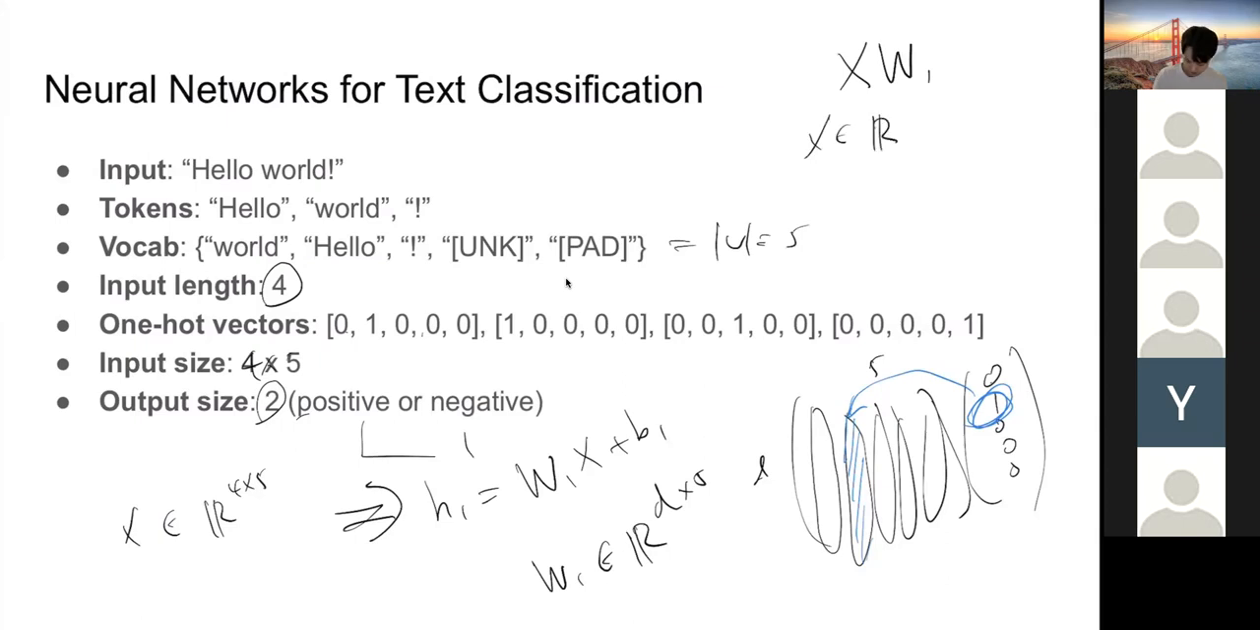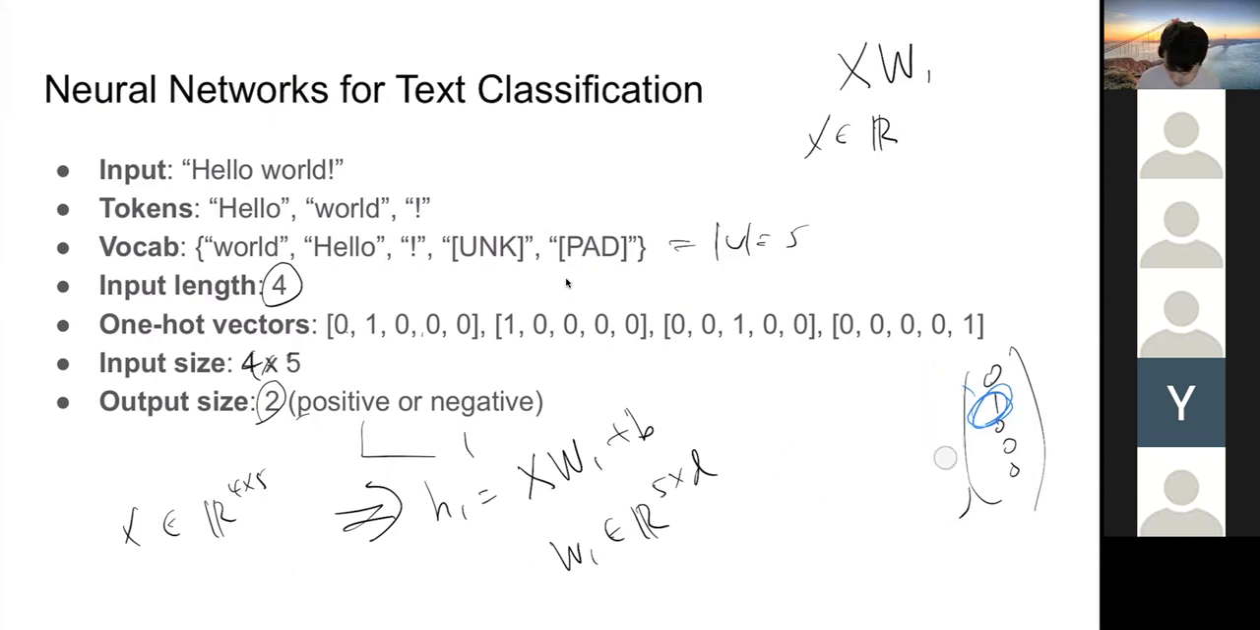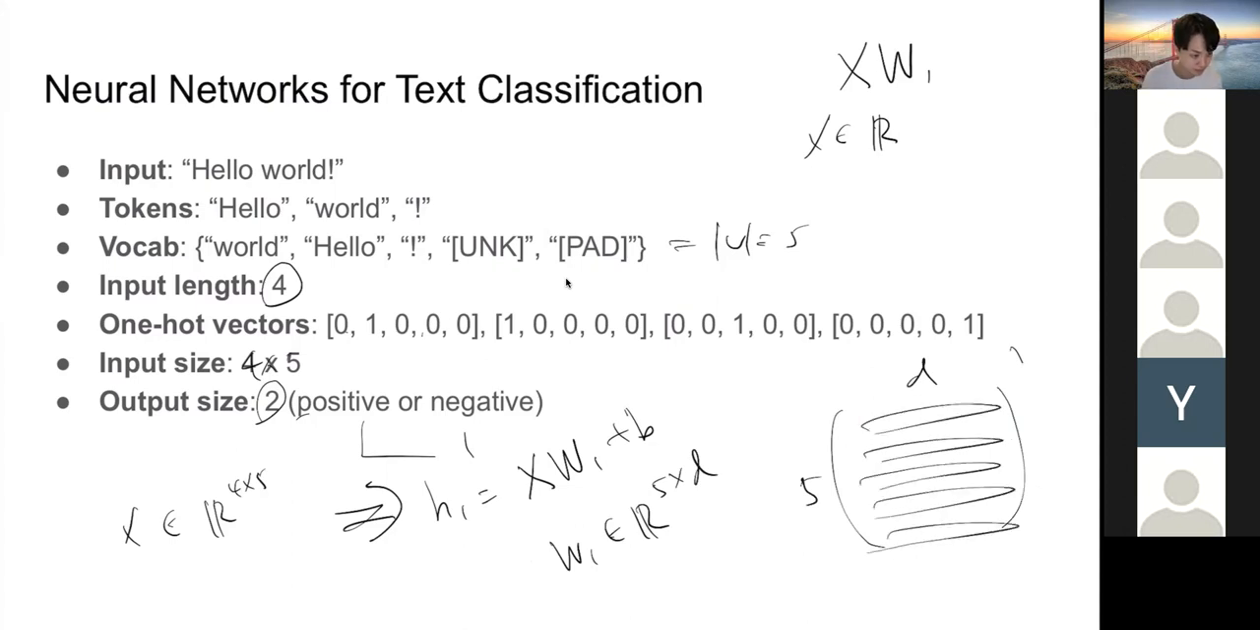instead of 4 times 5. Oh, you're right. Sorry, you're absolutely right. I made a really big mistake here. So X should be 4x5. We want to operate this on the 5 side, so we want to apply W1 like that. And here W1 will be of shape 5 times D. Then in that case, this will not be column vectors, but instead row vectors. Thank you for pointing that out.